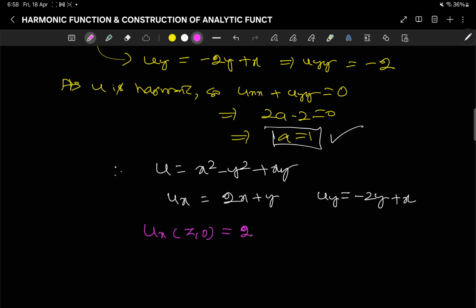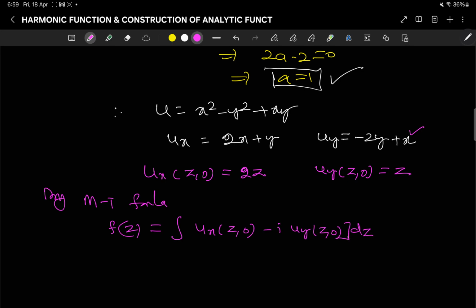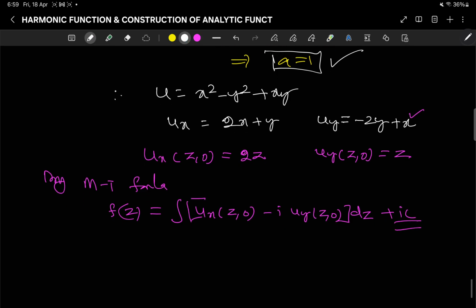x is equal to z, y is equal to 0, so 2z. And what is uy(z,0)? Here y is equal to 0, x is equal to z, it is z. Okay, so by Milne-Thomson formula, what is f(z)? In view of your given, it is the integral of ux(z,0) minus i uy(z,0) dz plus ic. If u is given, then ic; if v is given, then c. Then you simplify it. It is the integral of 2z minus iz dz plus ic.